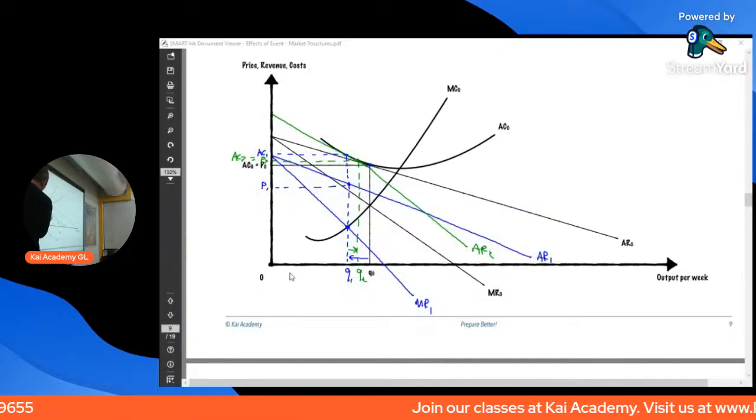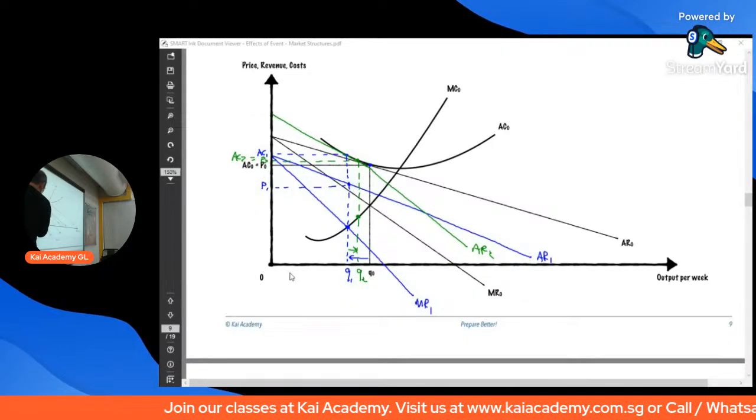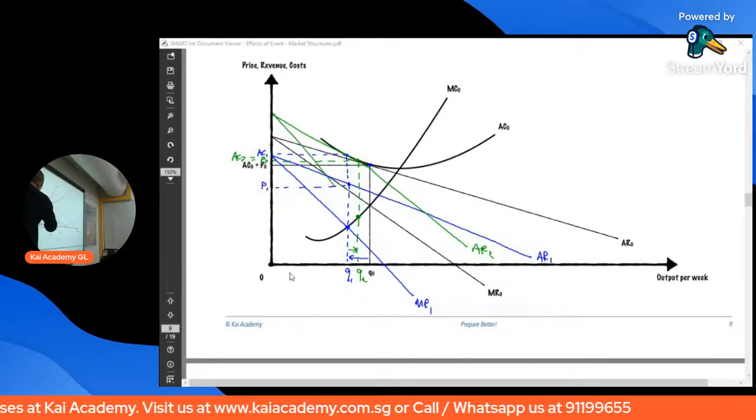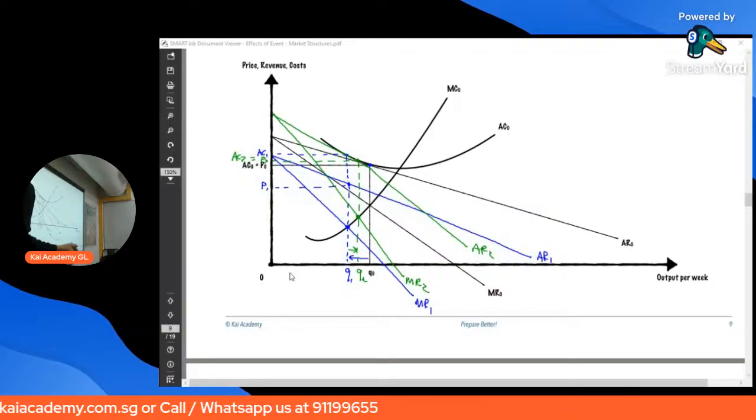Then where's my MR curve? Based on my Q2, my MR has to cut the MC exactly at this output. So from here, I draw my MR curve. Then I finish my diagram.